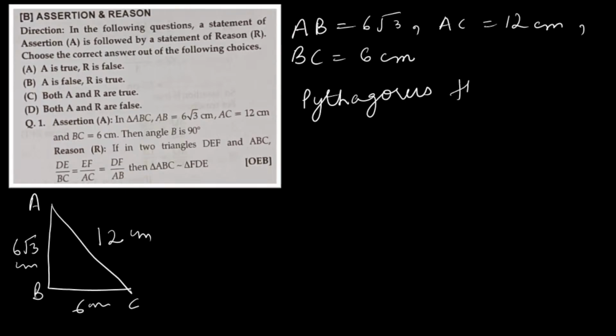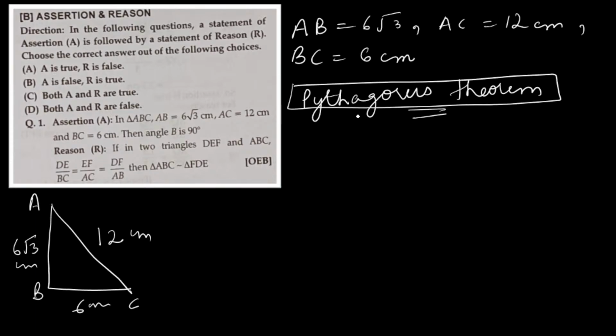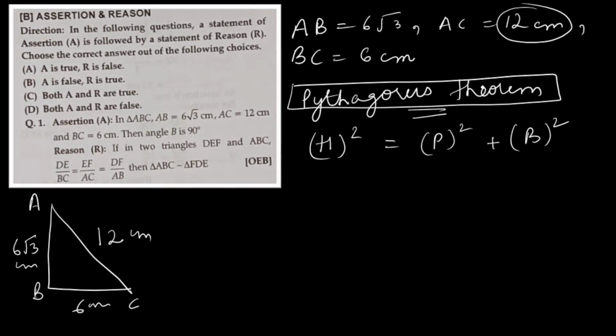So Pythagoras theorem is the result which we can use to figure out whether a particular triangle is a right angle triangle or not. Pythagoras theorem is: the square of the hypotenuse is equal to the sum of the squares of the perpendicular and base. Hypotenuse is the greatest side. Three sides are given to us, and the greatest side is AC. So I just have to check whether AC square is equal to the sum of the squares of AB and BC. So AC is 12.